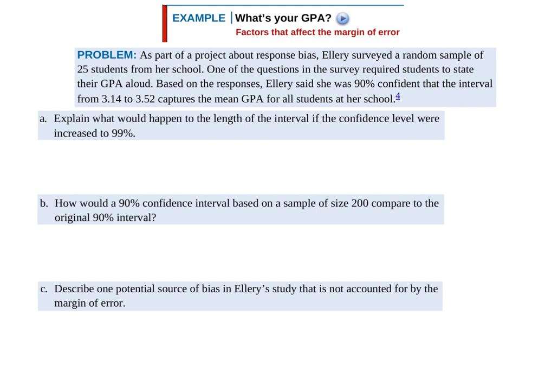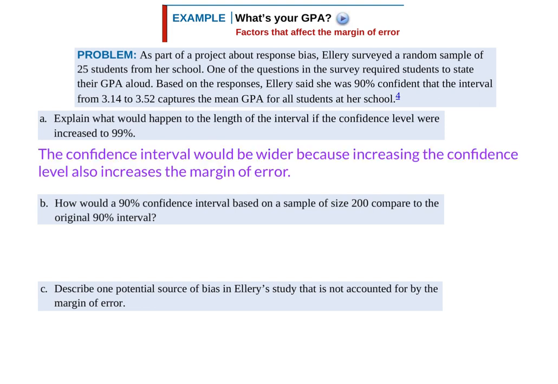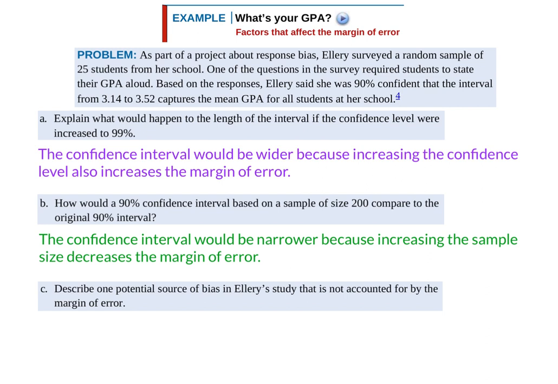So first, let's explain what would happen to the length of the interval if the confidence level were increased to 99%. So what happens is that the confidence interval would be wider because increasing the confidence level also increases the margin of error. So remember in the last slide, if you want to decrease margin of error, you got to decrease your confidence level. Be okay with less confidence. Second up, how would a 90% confidence interval based on a sample size of 200 compare to the original 90% interval? So what happens here is that we increase the sample size, which would mean our margin of error goes down. So the confidence interval would be narrower because increasing the sample size decreases the margin of error.